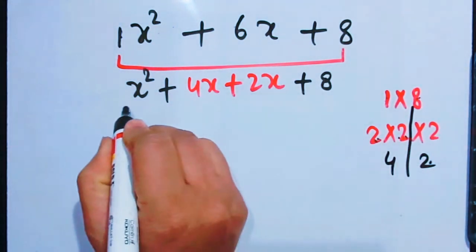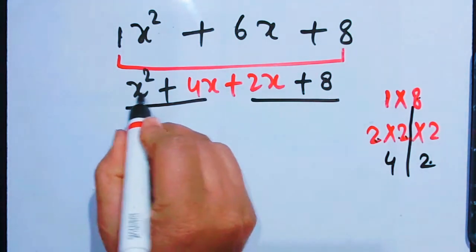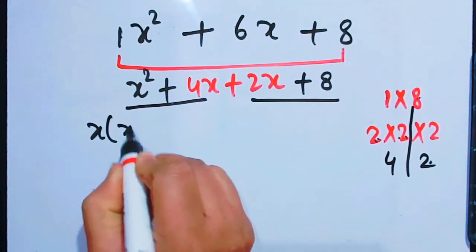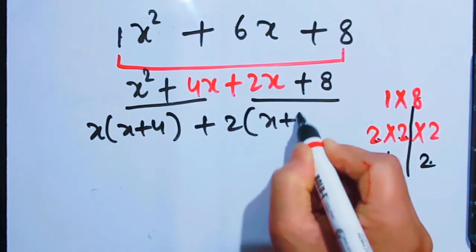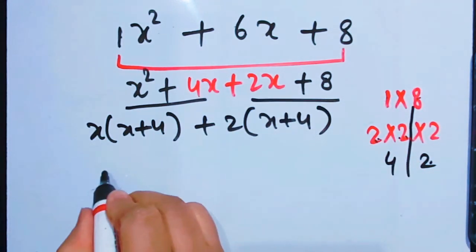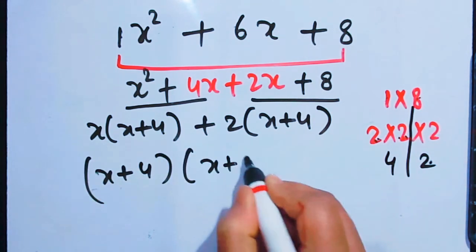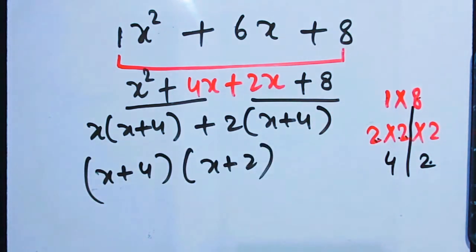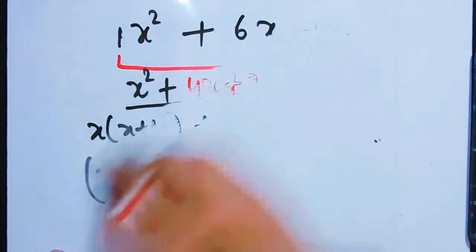Now you have the option to regroup it. So let's see if I group it. x plus 4 and plus 2, x plus 4, and it becomes the same as usual, x plus 4 and x plus 2.